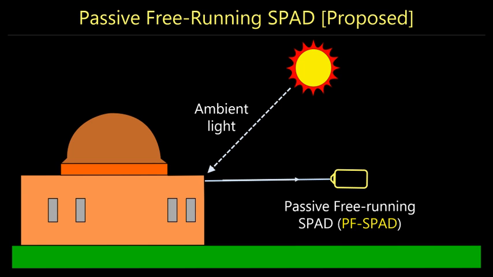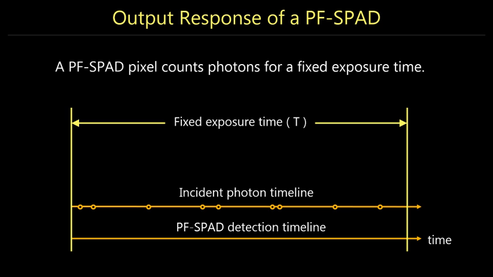In this modality, a SPAD pixel collects light for a fixed exposure time similar to a regular camera pixel. Photons incident on the SPAD pixel follow Poisson statistics. The PF-SPAD has some interesting output response and noise characteristics, very different from conventional CMOS and CCD image sensor pixels.